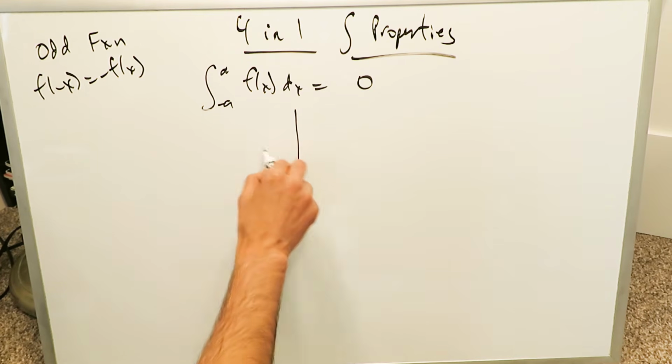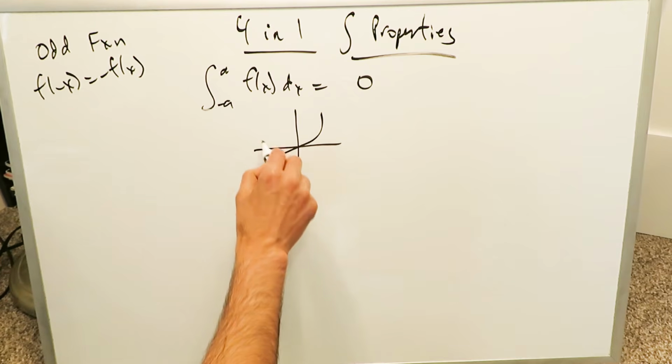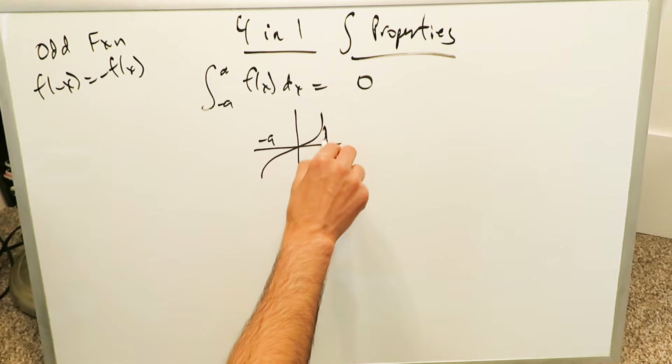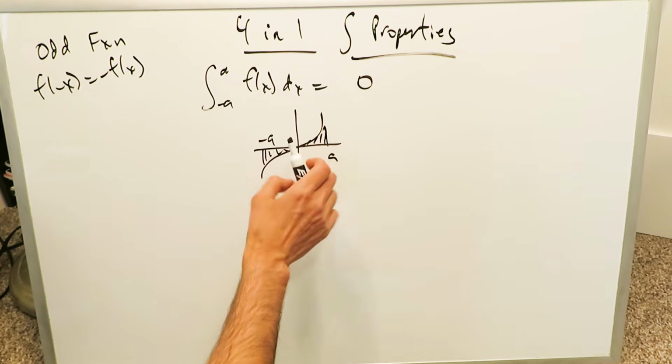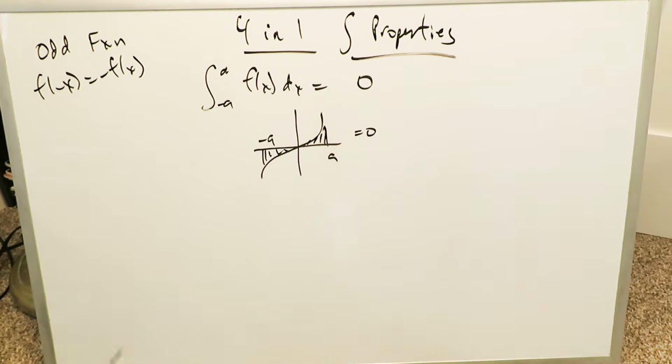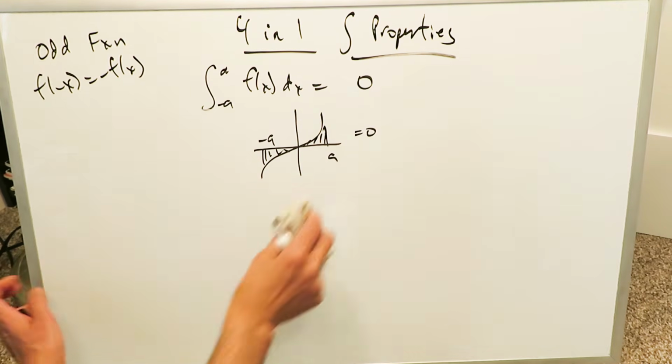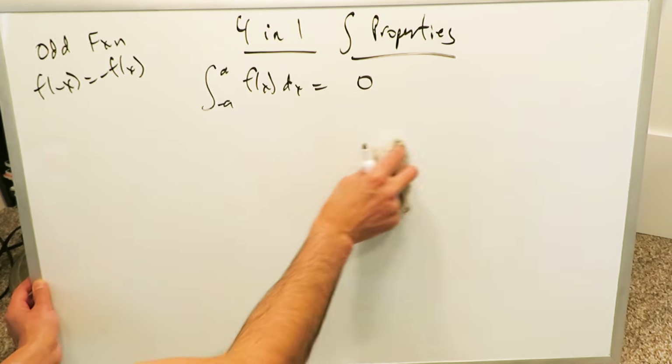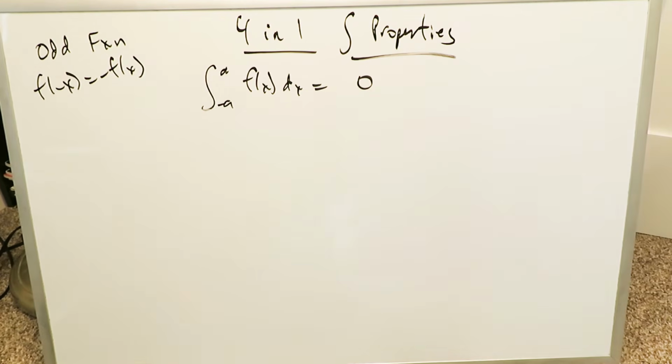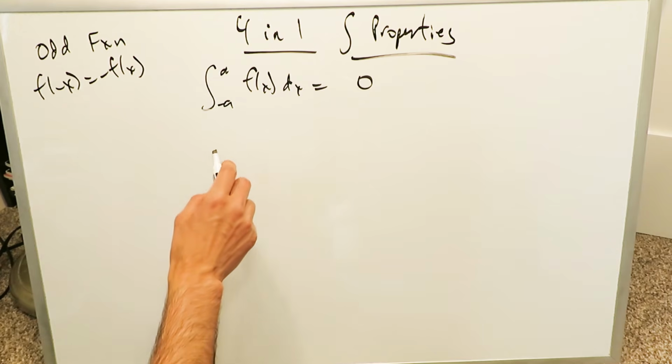For an odd function, if you have a function which looks like this from minus a to a, you'll have a positive area and a negative area. If you add them up, they'll equal 0. That's what we're talking about here with regards to an integral property. So what's one way of showing how you can do this? Well, for an odd function, you have f of minus x is equal to minus f of x.